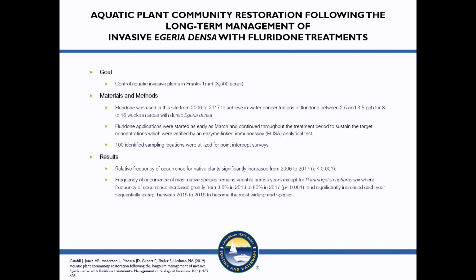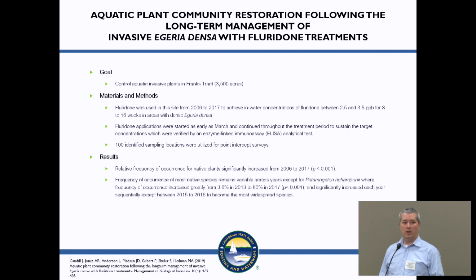So I mentioned I was going to talk about one of the studies that we had published. Frank's Tract is a 3,500 water acre site in the Southern Delta. And throughout those years, starting in 2006, we had started a long-term treatment program. We used the herbicide fluridone. Its use is controlling submersed aquatic vegetation, or SAV.